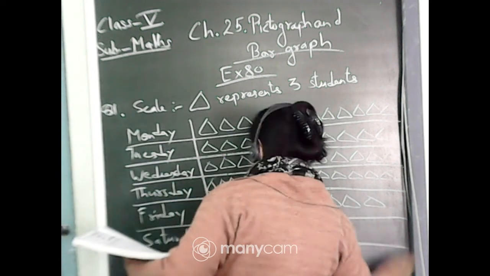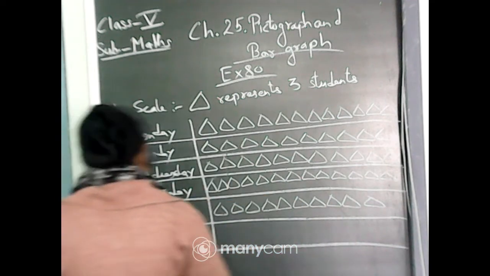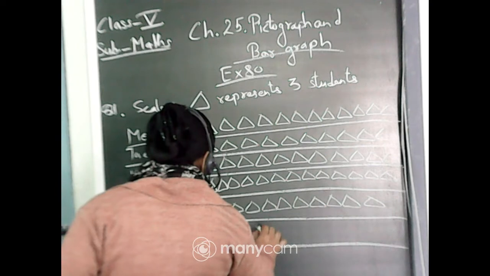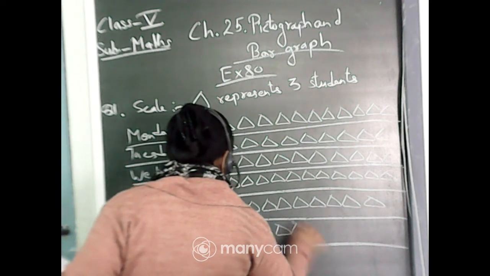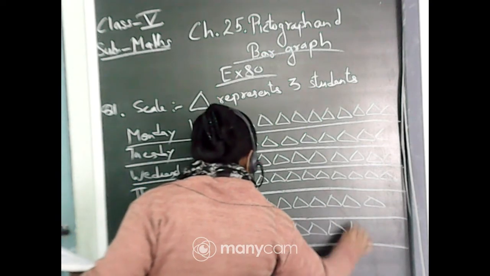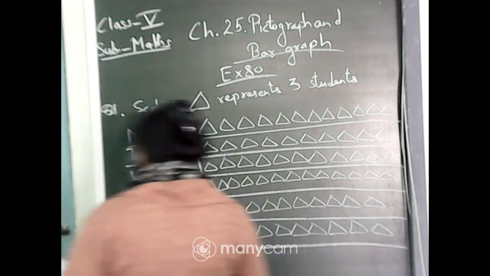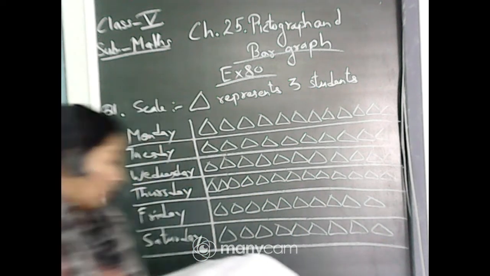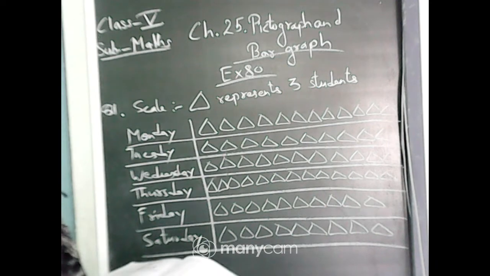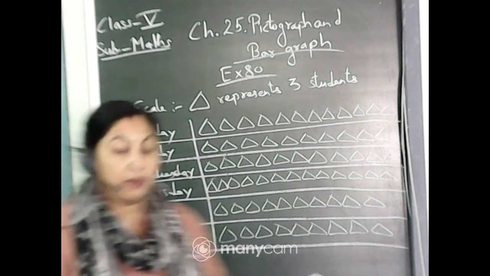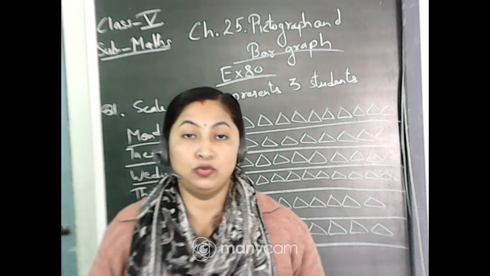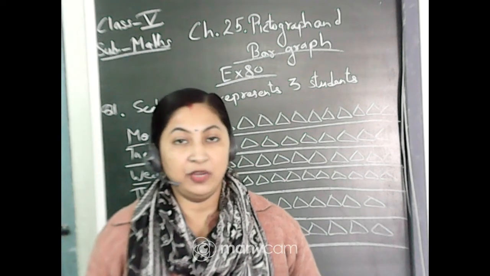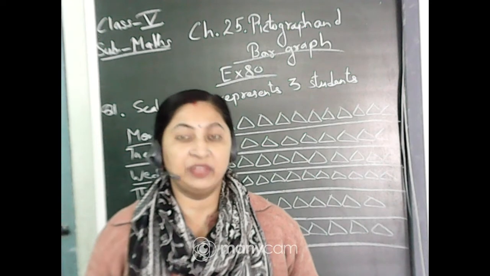Lastly for Saturday, it is given 27, that means you will draw 9 triangles. 1, 2, 3, 4, 5, 6, 7, 8 and 9. See, this we have drawn for representing the total number of students present in a class in a week. Okay, and one more thing, you have to draw this pictograph with the help of the pencil, not with the pen. Okay, whatever you are doing in the graph, you have to do it with the pencil.